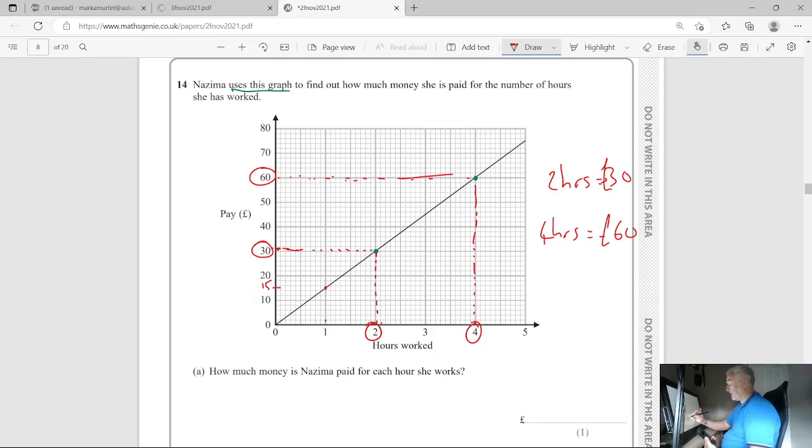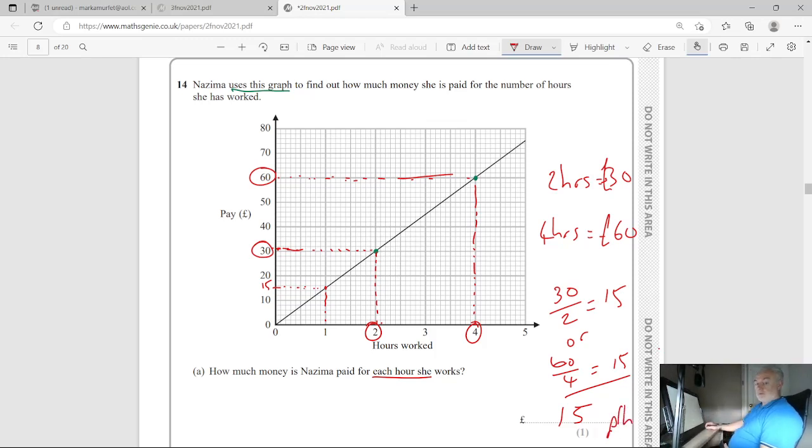So I could do it that way, but you still have to show exactly where you've used the graph. If I do 2 hours equals 30, I can see exactly, there's no mistake where it goes. And then I'm just going to do 30 divided by 2, gives me 15. Or 60 divided by 4 gives me 15. It's going to give me the same answer, £15 each hour, £15 per hour.